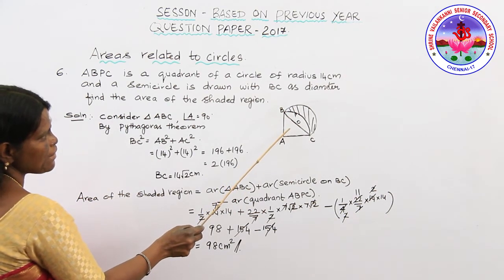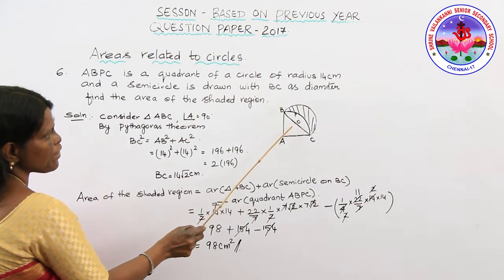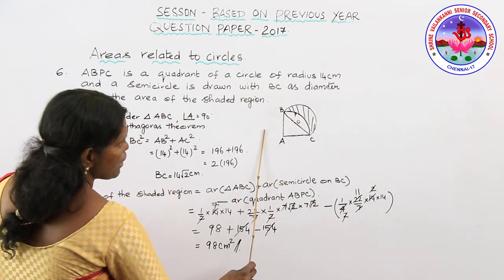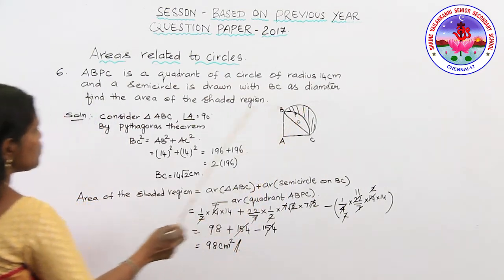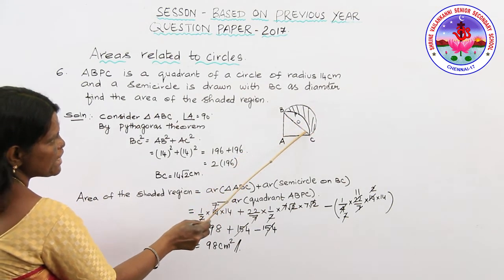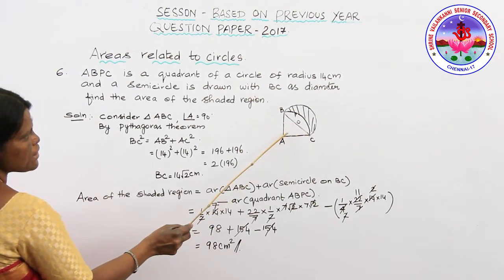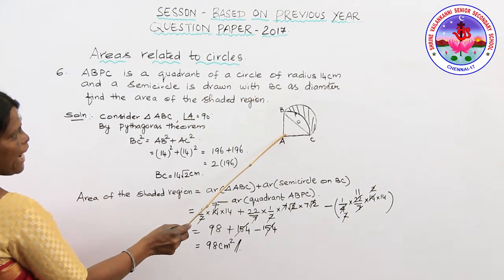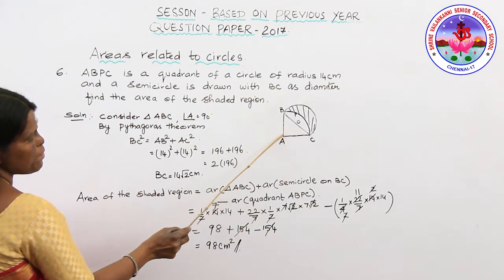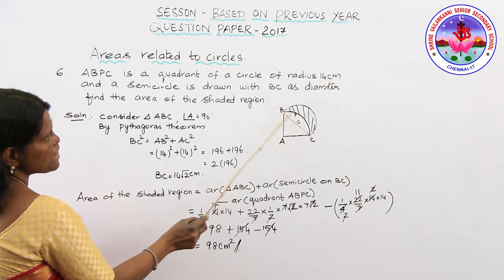So I am just adding triangle plus semicircle, and from this addition, that is from area of the circle plus area of the semicircle, I am subtracting this quadrant. I will be getting this shaded region. So in order to find the area of the semicircle, I need the diameter of the circle, which can be found out by this right angle triangle. Since it is a quadrant of a circle, my angle A is 90 degrees. So using Pythagoras theorem, in this triangle ABC, I can find the hypotenuse BC, which forms the diameter of the circle.